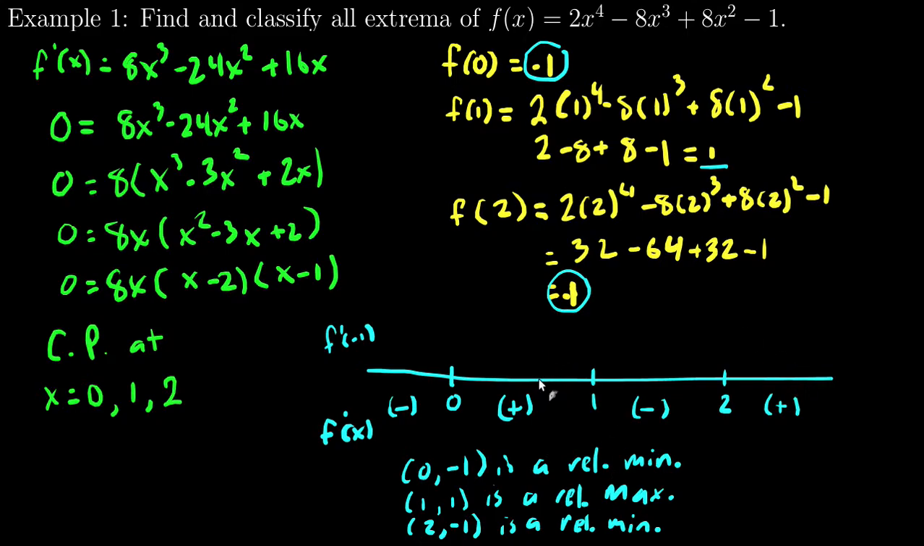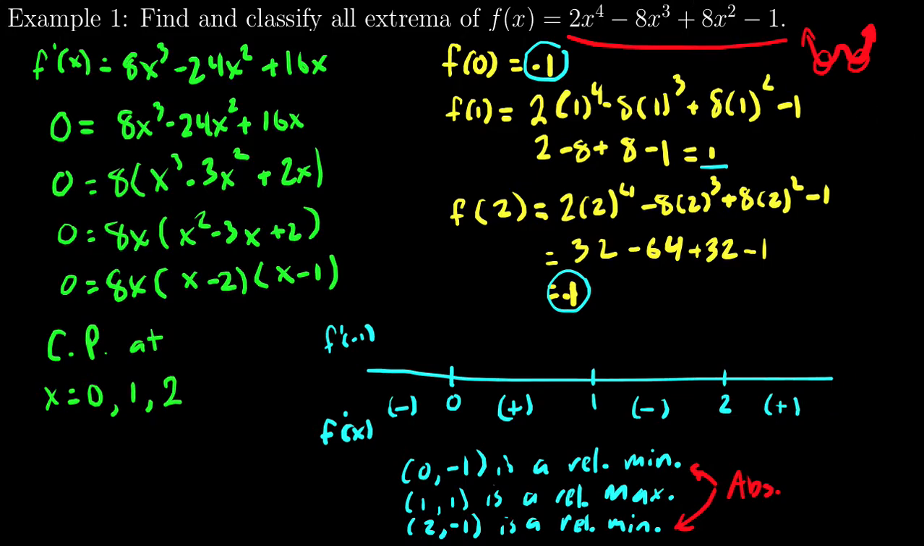Now that's all the first derivative test tells me. However, since I know a little bit more about this, I do realize that this is a quartic function. It's going to be W-shaped. And since I have both of these at the same level, these two will also be absolute minima.